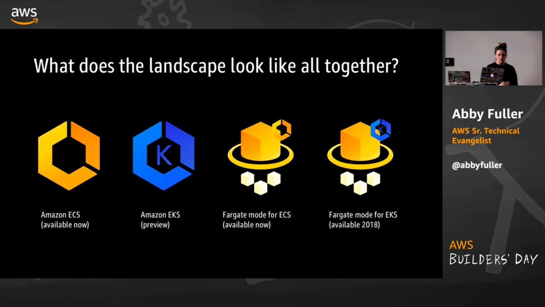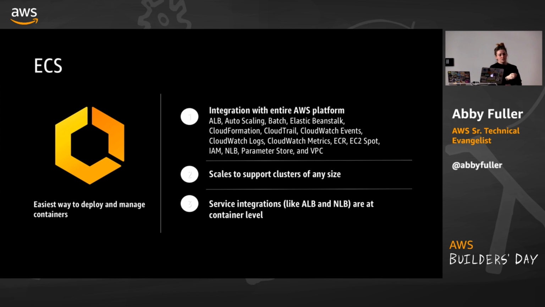So what does the whole landscape on AWS look like together? Amazon ECS, obviously available now. Amazon EKS, which is the Kubernetes one, which is in preview. We have Fargate mode for ECS, which is available now for limited regions. And then we have Fargate mode for EKS, which is coming sometime in 2018. I realize, by the way, that today is also 2018, so not today in 2018. Everyone always thinks they're being smart asking me that, and they're like, did you know that it's February? It's 2018. I did know. So thank you. So let's compare. ECS: this is the tried and true, the original, in lots of regions.